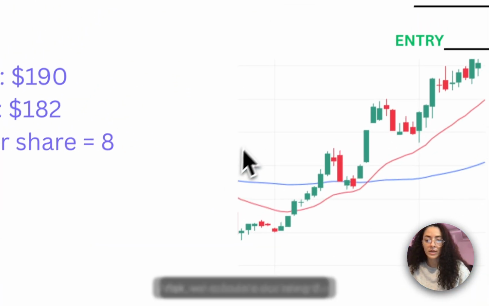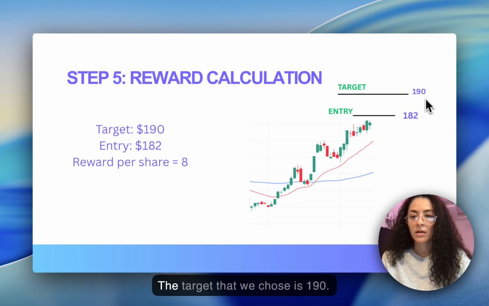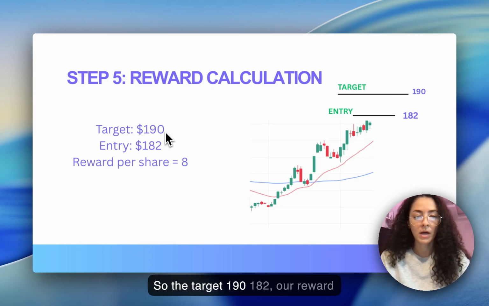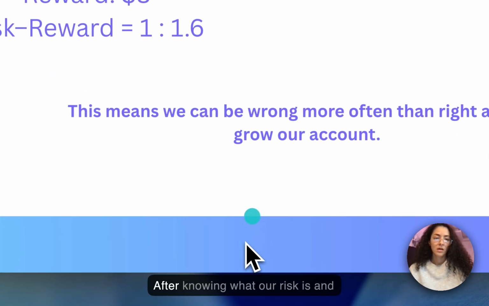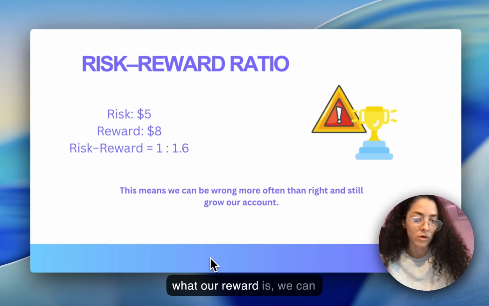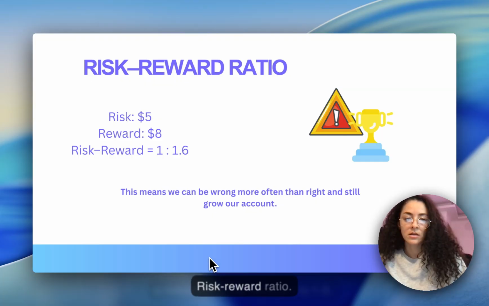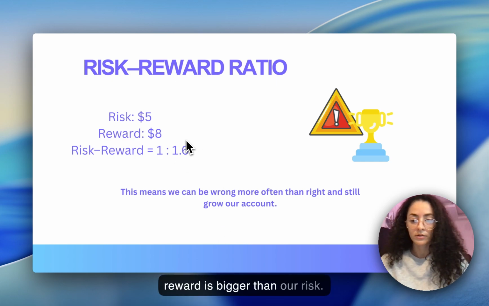After we've calculated the risk, we calculate our reward. We know that our entry is 182. The target that we chose is 190. So the target, 190 minus 182, our reward per share is 8. Pretty simple. After knowing what our risk is and what our reward is, we can calculate our risk-reward ratio. In this case, with a risk of 5 and a reward of 8, we have a 1 to 1.6 risk-reward ratio. This means that we can be wrong more often than right and still grow our account, because our reward is bigger than our risk. And that's what you usually want to have.